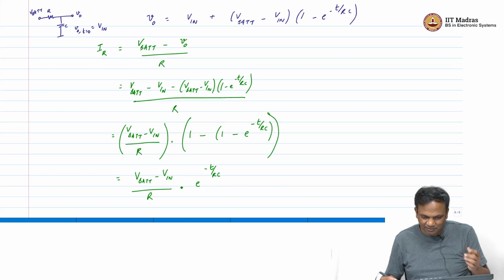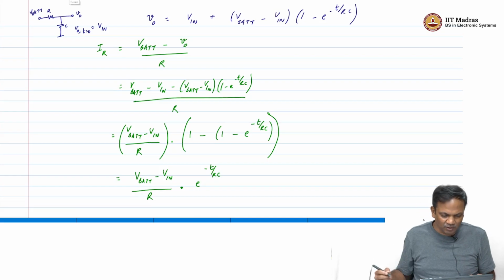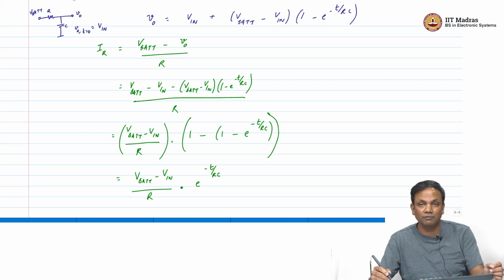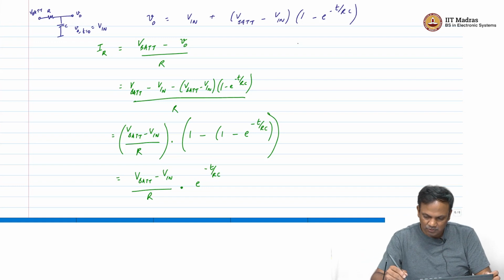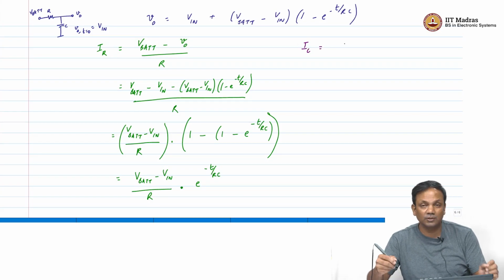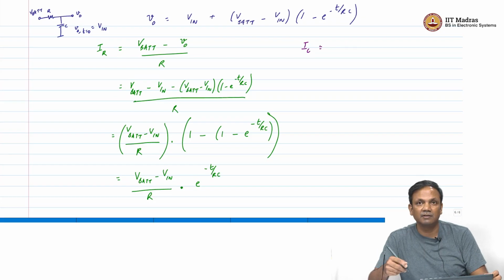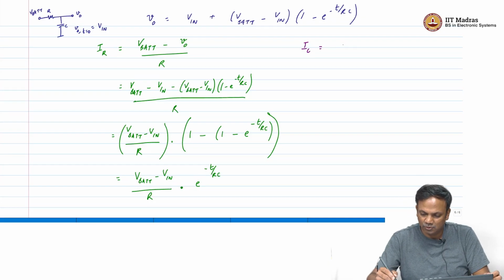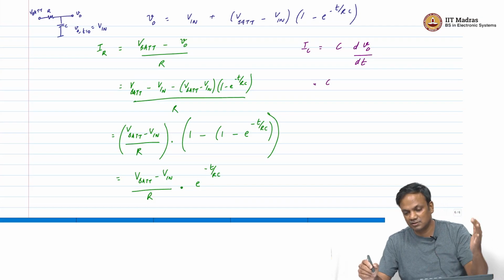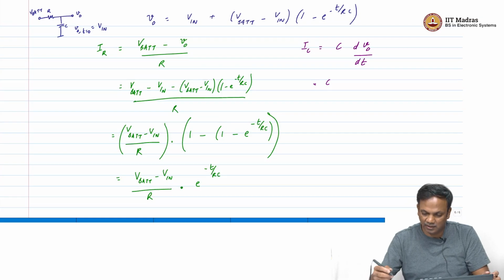Now, it is worth validating that whatever current we calculated as flowing through the resistor is also flowing through the capacitor. So, we will calculate the current through the capacitor. How do we do that? The current through the capacitor is essentially driven by the rate of change of charge. So, it is C dV naught by dt. We have the capacitor C, and now we are going to differentiate V naught. V in is a constant, so when you differentiate it, it will disappear.